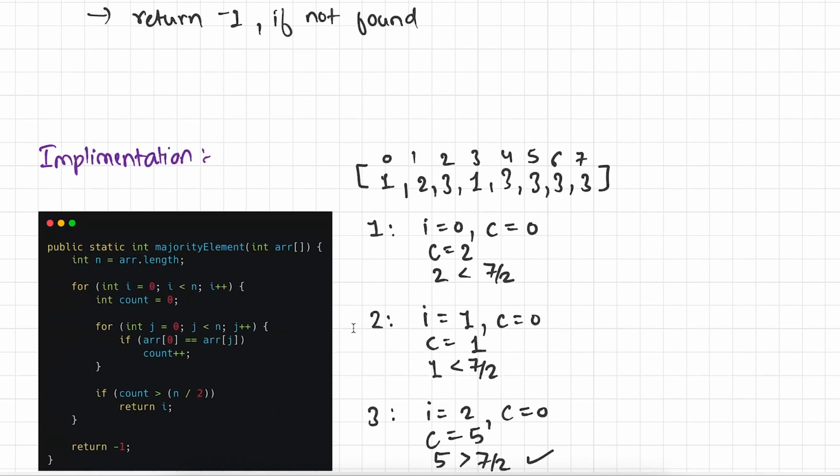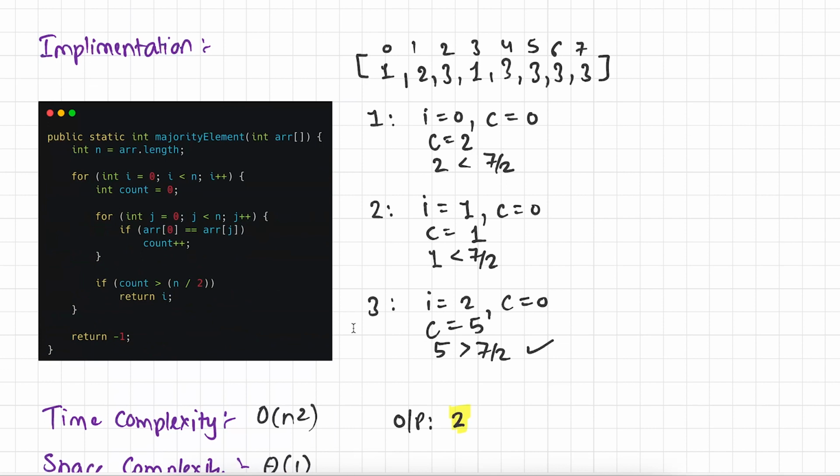Now let's see the implementation of this basic approach. Here we have a function majority element, and inside of this function we are running a loop from 0 to less than n. Inside of this loop we are initializing count to 0. So the outer loop is going to pick one element at a time, and the inner loop is going to count the number of appearances of that element. How? Let me show you.